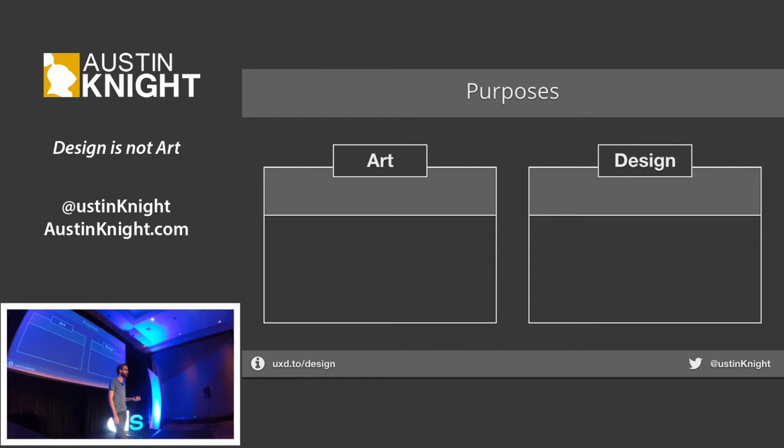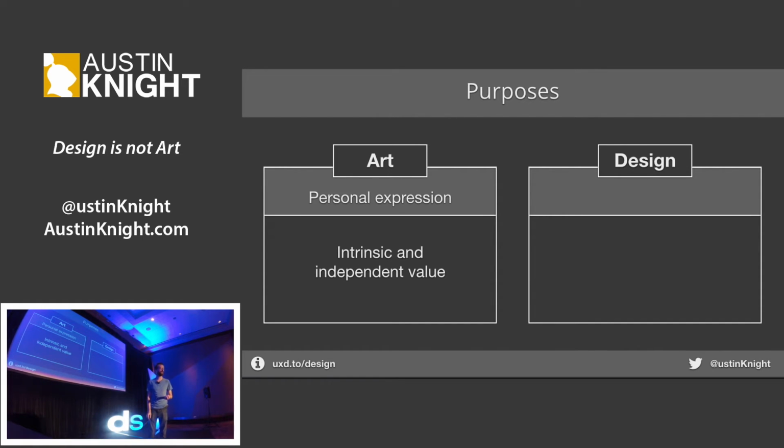We can break this out by art and design. Art is about personal expression. It's about the artist putting themselves out there, their thoughts, their experiences, their perspectives. It has intrinsic and independent value. Design, by contrast, is about use. It's about aiding the user to complete a task easier than they did before. It's about serving some type of a greater purpose. As such, it has external and dependent value.